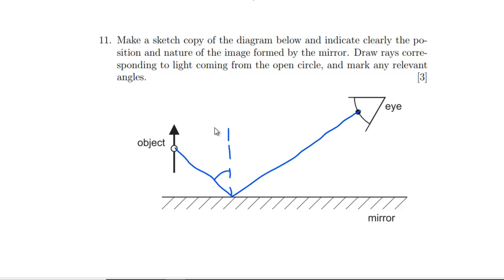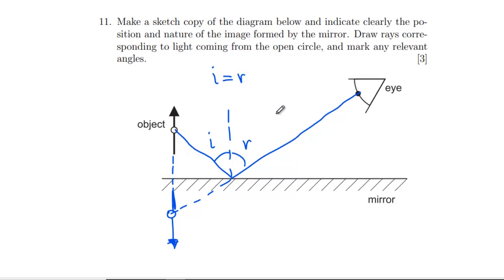So we need the angle of incidence to equal the angle of reflection. So I equals R on this, and we're going to get our image, which is going to be down here. So that's going to give us the location of the dot. This is going to be at the same level, and then you're going to have the image upside down. So yeah, that's a really straightforward question. I suppose there's only 3 marks, but yeah, not much to do there.